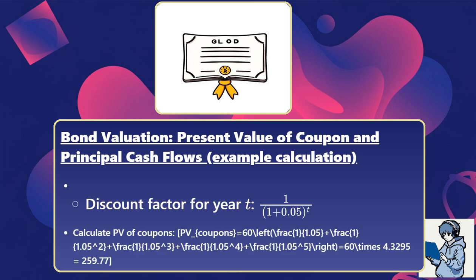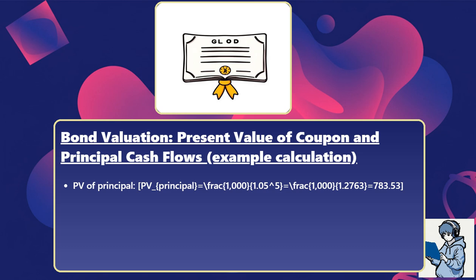Present value of coupons equals 60 times (1 over 1.05 plus 1 over 1.05 squared plus 1 over 1.05 cubed plus 1 over 1.05 to the fourth plus 1 over 1.05 to the fifth), which equals 60 times 4.3295, which equals 259.77. Present value of principal equals 1,000 divided by 1.05 to the fifth, which equals 1,000 divided by 1.2763, which equals 783.53.